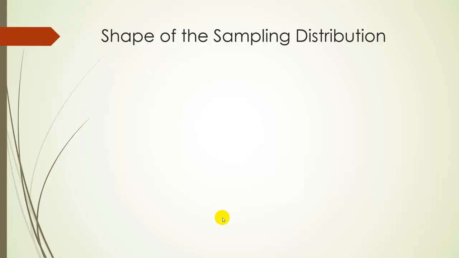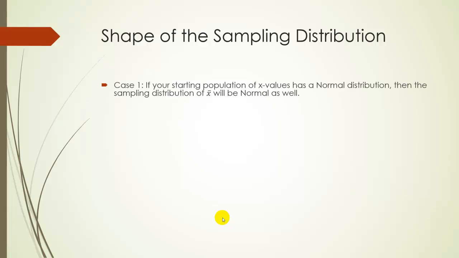All right, so the shape of the sampling distribution. There's going to be three cases we're going to explore. The first case is suppose that your starting population has a normal distribution. If your starting population looks like a normal distribution, then the sampling distribution will be normal as well.